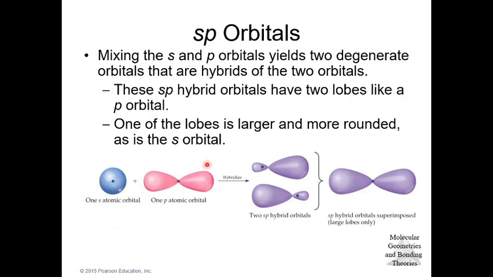Now if we have sp orbitals, what do they look like? We're going to mix 1s and 1p, and they're going to look like this. They'll have elements of both. They'll be a little bit rounded like the s, but they'll still have lobes like the p. And when you overlap these 2 orbitals, you get this arrangement. You get 2 mixed orbitals, 2 hybrid orbitals. And look how far apart they can get, 180 degrees.